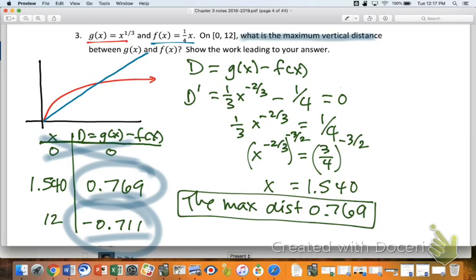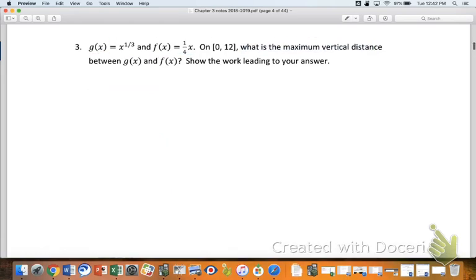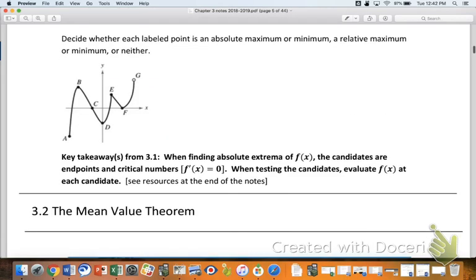Okay, we got a really quick one here, and then I want to point out a couple things, and we'll be doing the mean value theorem, a.k.a. the speed trap. Okay, so last question here, just very conceptual. We'll just do this together here. Feel free to ask questions as we go through this. Decide whether each labeled point is an absolute max or minimum, and then we're kind of foreshadowing here, but a relatively high point or a relatively low point, okay? Relative max or min. So what do you guys think?